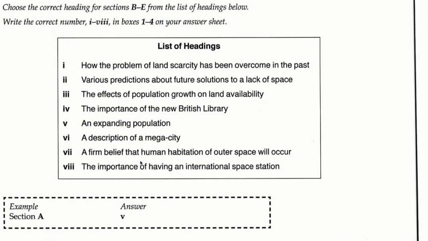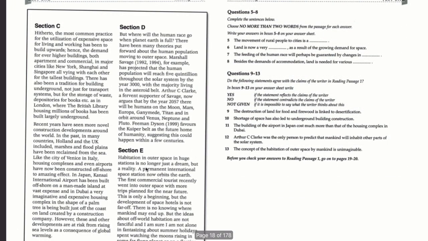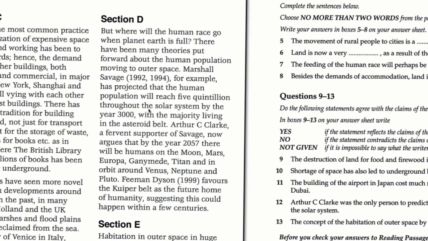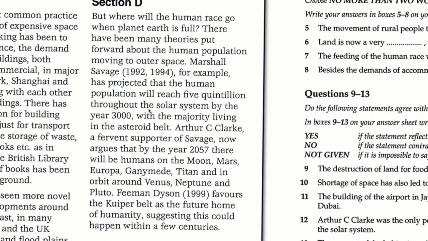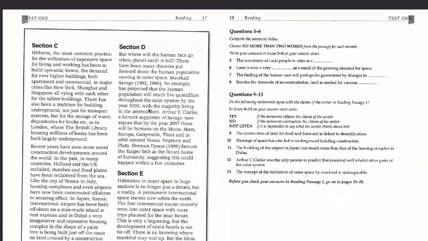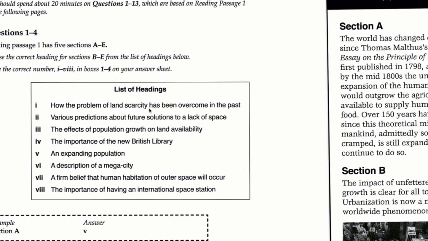Now coming back to the same section D, but where will the human race go when planet Earth is full? So these examples are sufficient to prove that the writer is emphasizing on theories which can help solve the problem of paucity of space. So undoubtedly the answer is various predictions about future solutions to a lack of space. So the answer of third section D is second, various predictions about future solutions to a lack of space.